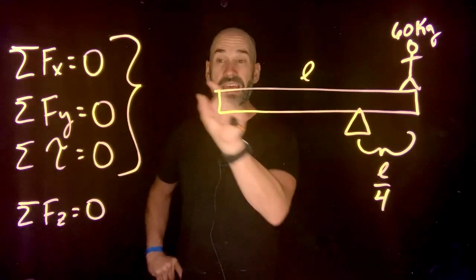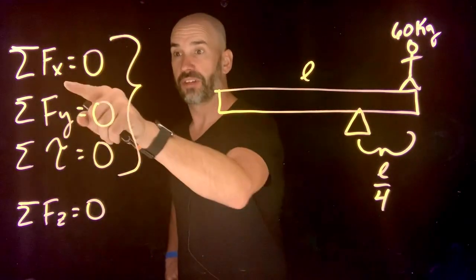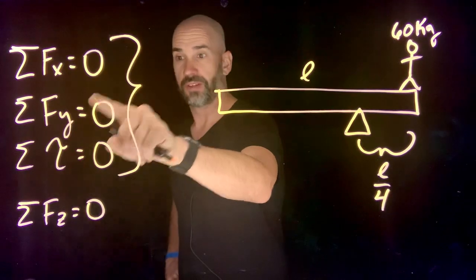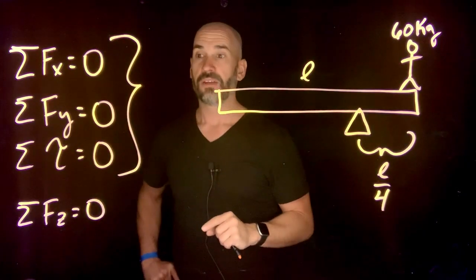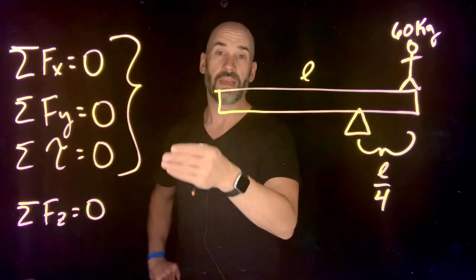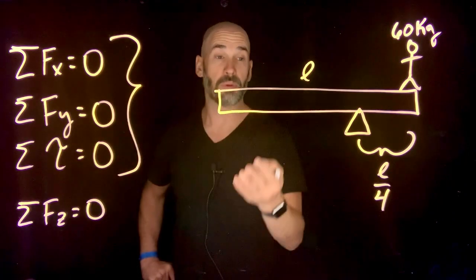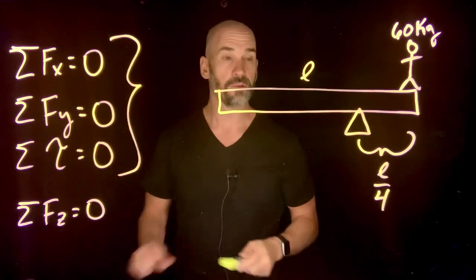First things first, we need to make sure we know all the forces acting on this object. If this is in static equilibrium, we know that the sum of Fx must equal 0, the sum of Fy must equal 0, and the sum of the torques must equal 0. These are all forces, and in order to analyze the problem, we need to make sure that we have all the forces that are acting on this object.